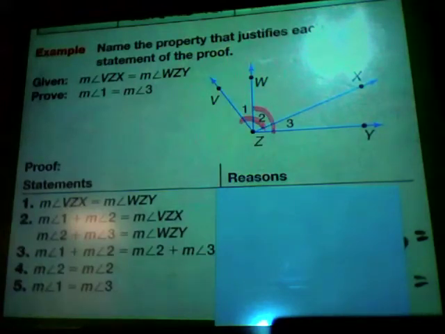And you will not have to do full proofs on your first test at all. It might be a full proof where the statements and reasons are mixed up and you have to unscramble them. Or it might look like this, where you have the statements and you have to come up with the reasons. Or there could be some statements and some reasons, and so you have to fill in the blanks.